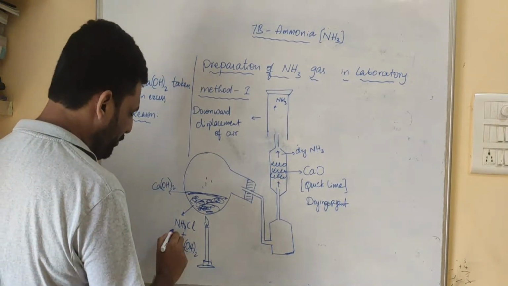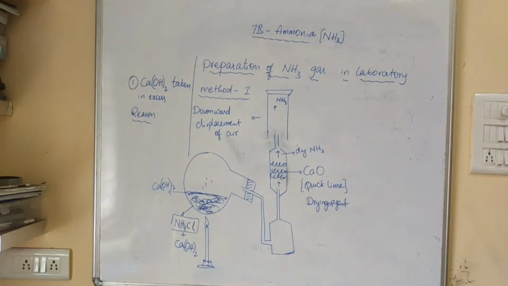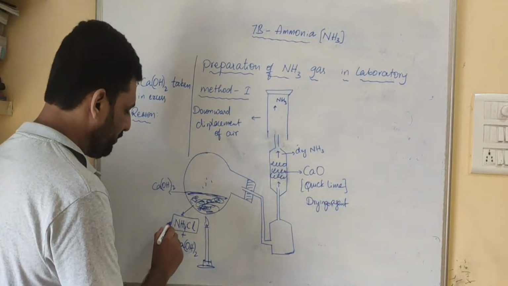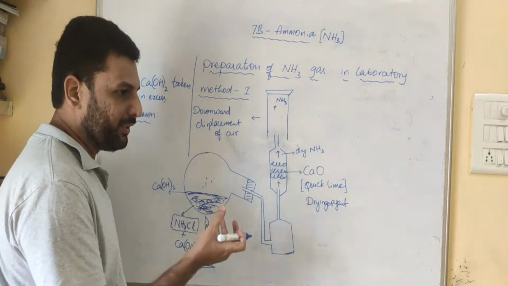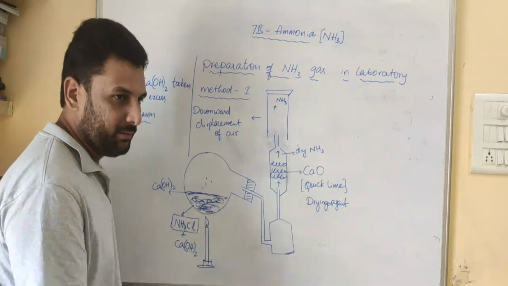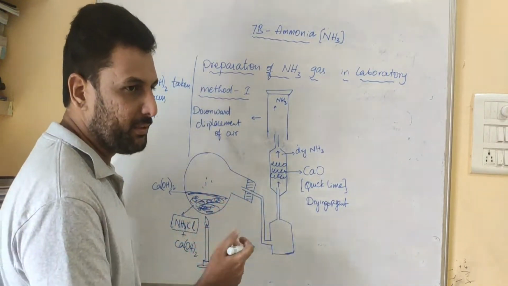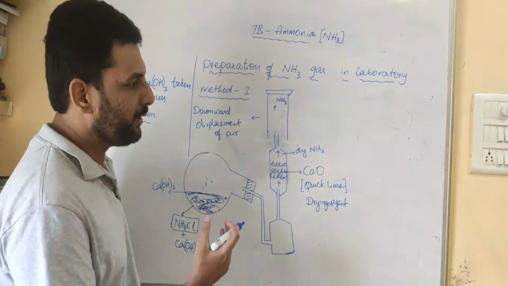The reason is, here you are using ammonium chloride. This ammonium chloride is sublimable, meaning if you heat it, it undergoes vaporization and turns into vapor directly. So the reaction will not happen. Before the reaction takes place, the ammonium chloride will vaporize, so you will not get ammonia.